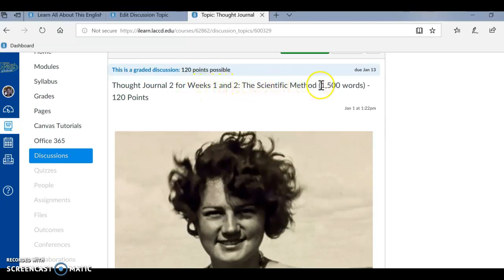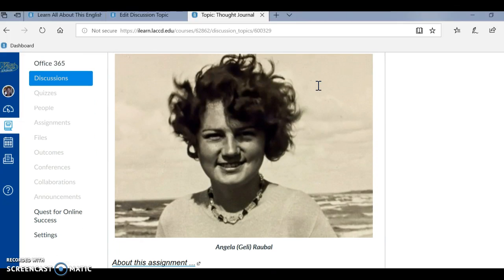The scientific method, 1,500 words, 120 points. We are going to use the 5 general steps of the scientific method in order to determine whether Adolf Hitler murdered his niece, Angela Gelly-Robal. Okay, we're going to try to come to some kind of determination.